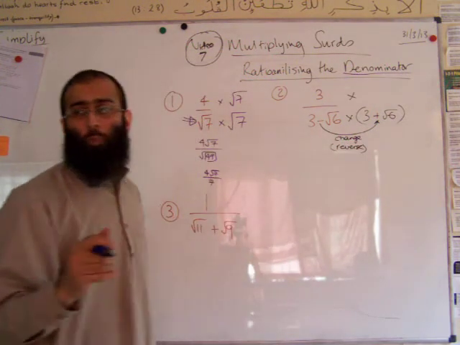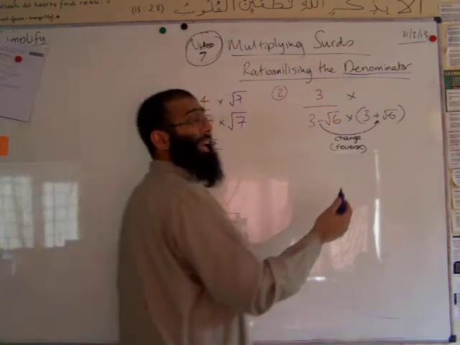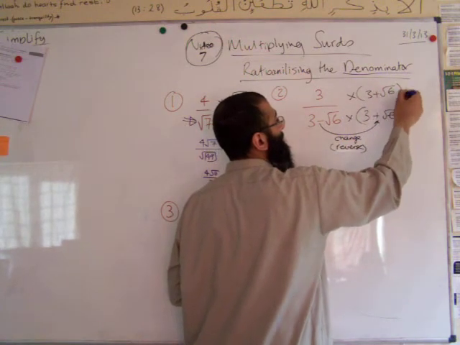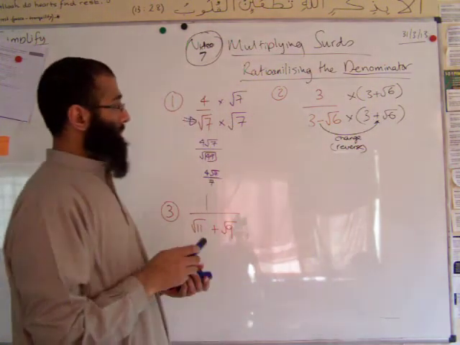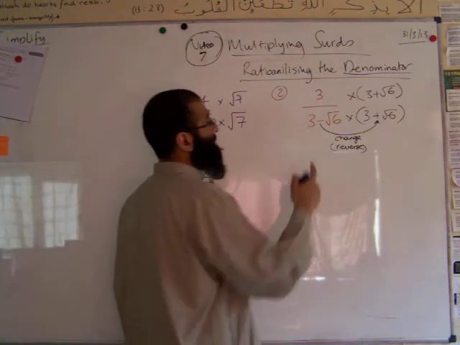So we change the minus into a plus. That's the one extra bit that we're doing now. And again, what we do to the bottom, we must do to the top. Okay, let's multiply that now.